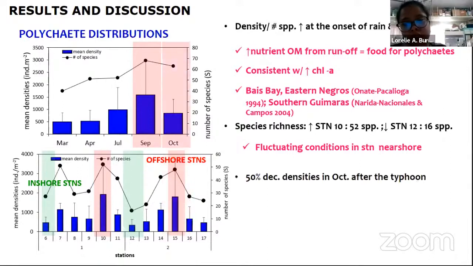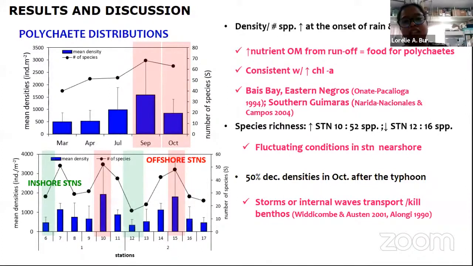For almost all the stations, densities were observed to decrease in October, which is days after typhoon Ompong exited the Philippine Area of Responsibility. So the decrease in densities during this month could be due to the extreme conditions brought about by high amounts of rainfall, plus the suspended sediment, plus the strong waves and the fluctuating salinity in the area. According to Whitcomb and Austin, storms or internal waves transport or kill benthos, thereby explaining the low density during this month.